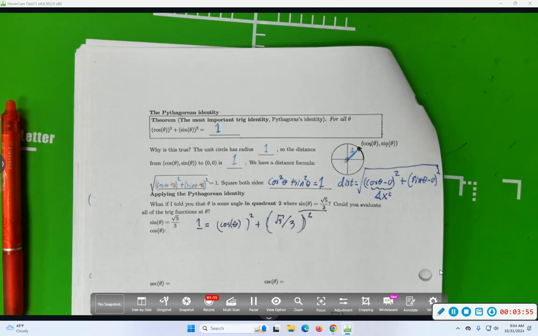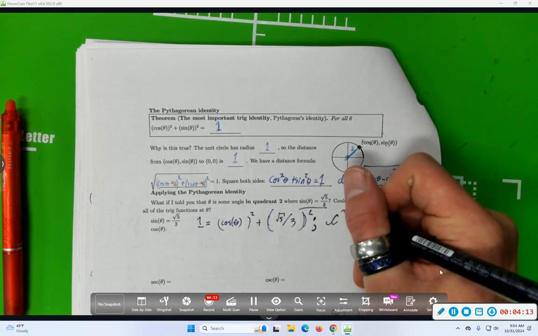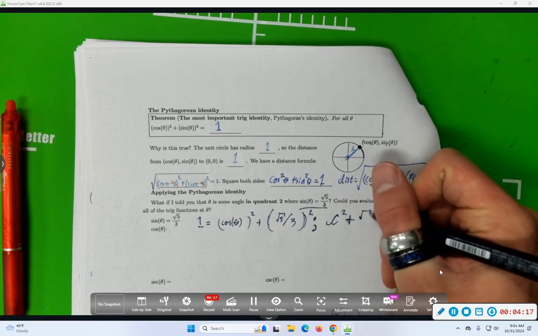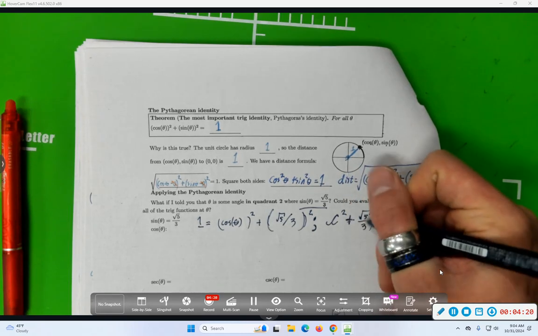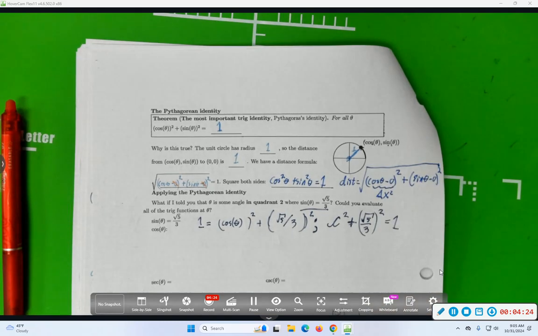I want to know what cosine is. So cosine of theta is an unknown to me right now. So I don't have to keep writing cosine theta, I am going to replace that with a variable name, perhaps C for cosine. So I'm going to rewrite that as C squared plus (root 5 over 3), parentheses matter there, squared, equals 1. That looks like something that's easy enough to solve for C.